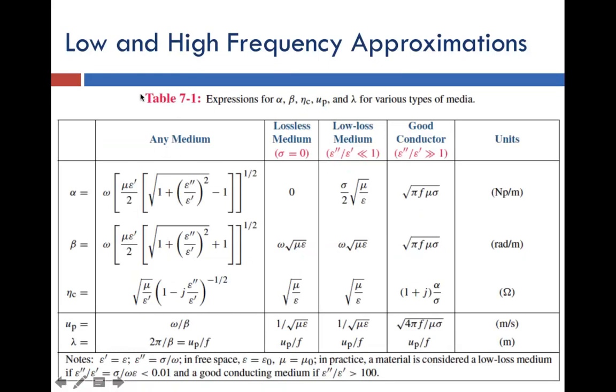Okay, here is a table that summarizes low and high frequency approximations for lossy media. So you can see a summary for any medium, and then what happens is if the medium is lossless, meaning it's a perfect dielectric, we have the following expressions. If the medium is low loss, where epsilon double prime over epsilon prime is much, much less than 1, we have the following expressions. And if the medium is a good conductor, we have the following expressions. So this is for alpha, beta, eta, the phase velocity, and the wavelength.